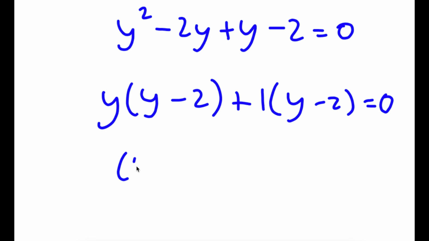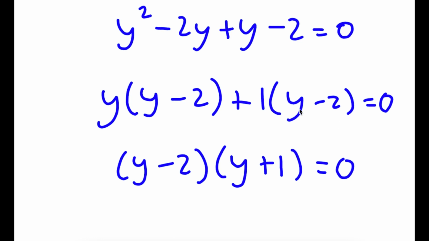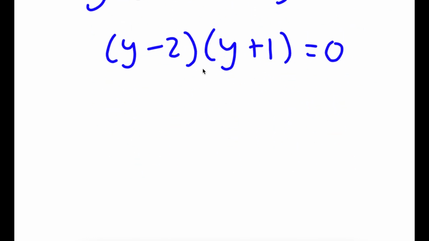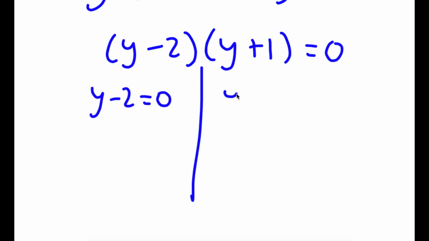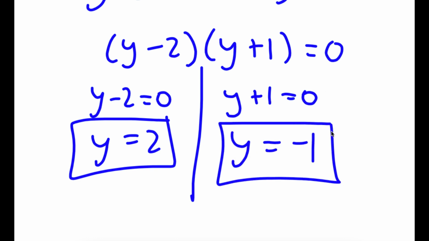And now if I factor out y minus 2 from this, I get y minus 2 times y plus 1 is equal to 0. So now this gives me two equations. I have y minus 2 is equal to 0, and I have y plus 1 is equal to 0. So for y minus 2 equals 0, y is obviously equal to 2. And for y plus 1 equals 0, y is equal to negative 1.